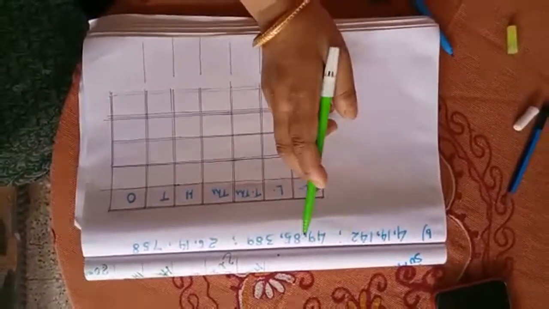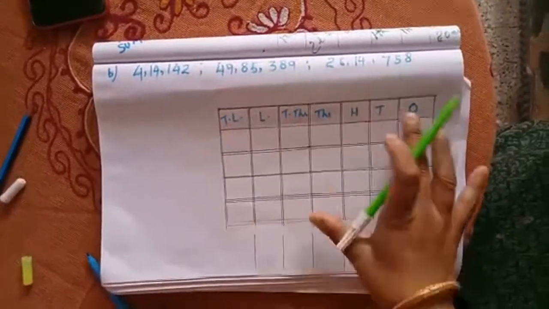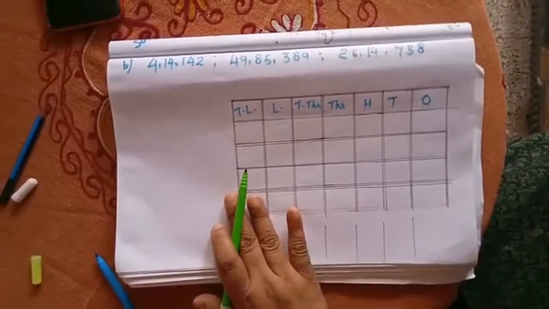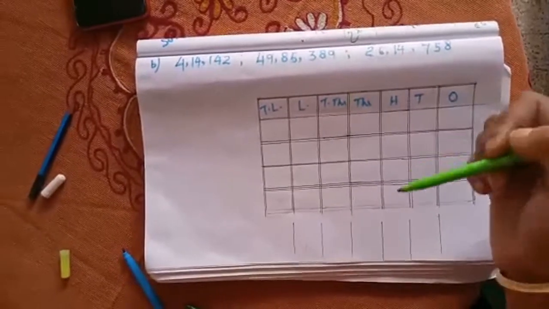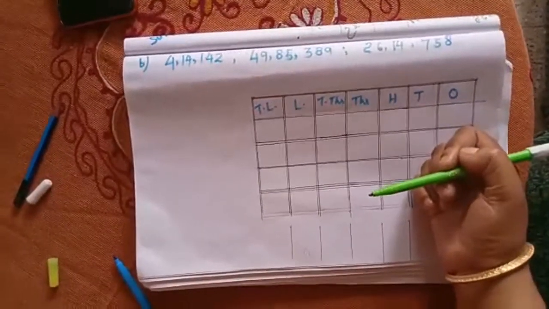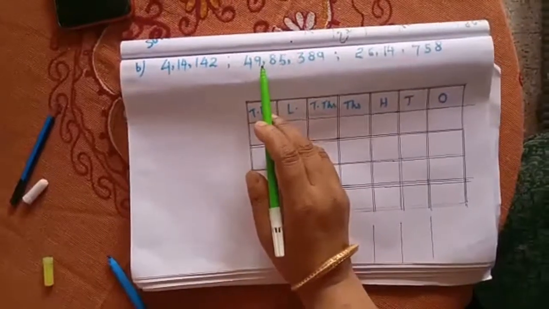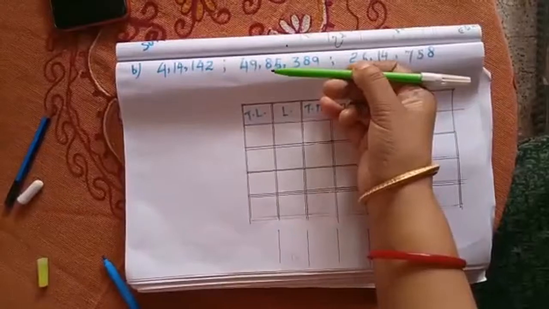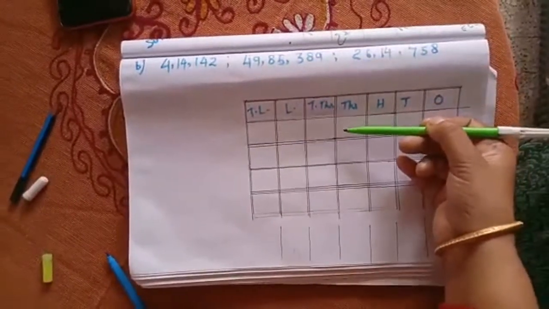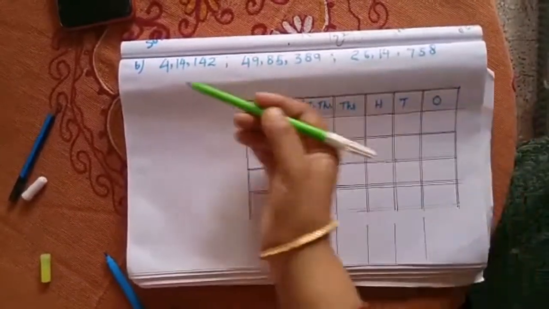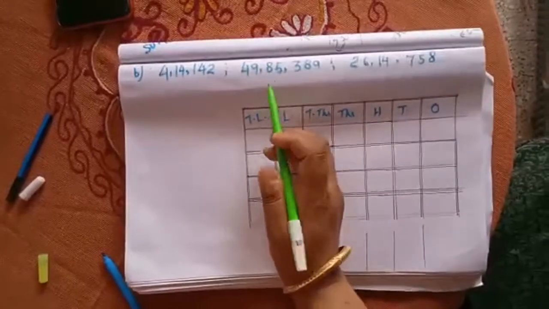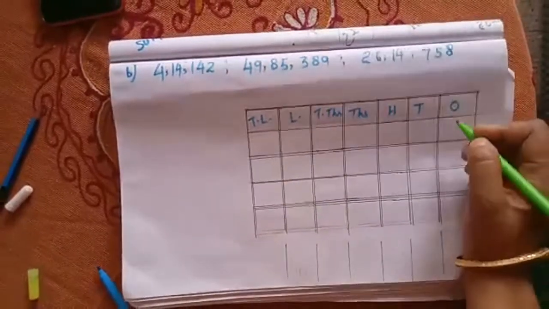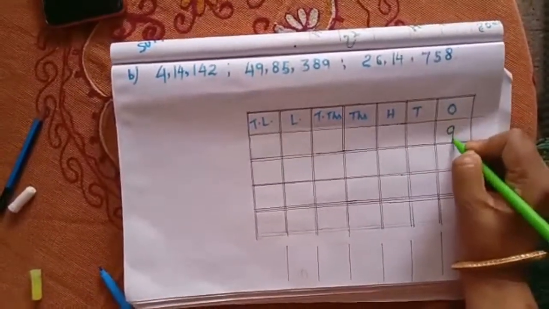So here these addends, we have to arrange in a column first according to the place value chart. According to convenience, we have to arrange them in descending order. The greatest place value addend will be inserted first, then the second greatest, and then the least one. So here the greatest addend is 49,85,389.